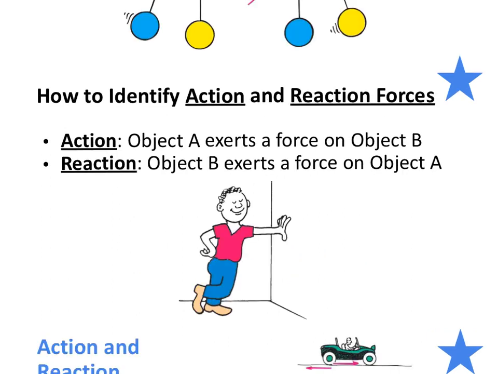Now there are two forces that we use, and that's called our action and reaction forces. An action force is where object A exerts a force on object B. So in our example below, our action is the person is leaning against a wall. So object A is our person and object B is the wall. A reaction force is when object B exerts a force on object A. So in this case, the wall is exerting a force on the person. If I were to draw a diagram, I could say that here is my action, and the wall back on me is my reaction.